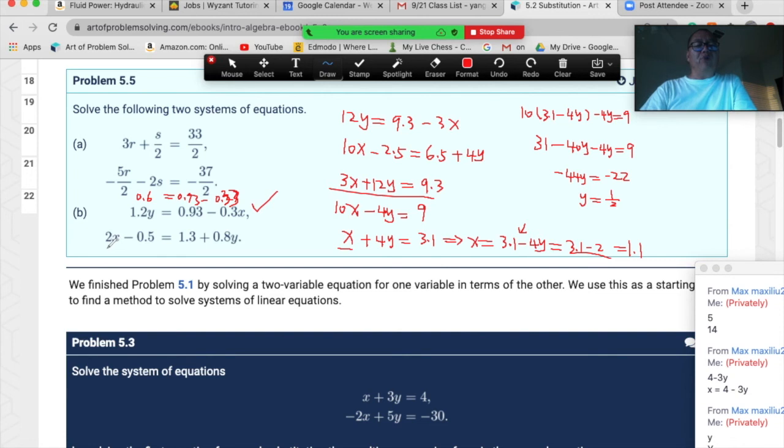2 times 1.1, that's 2.2. Then minus 0.5. This one minus this one gives us 1.7, right? Now second one, that's 1.3 plus y, that's 0.8 times 1/2, that's 0.4. So this one also gives us 1.7. Both sides are equal. So that means what we found, x equals 1.1, y equals 0.5, is the solution of these equations, right?